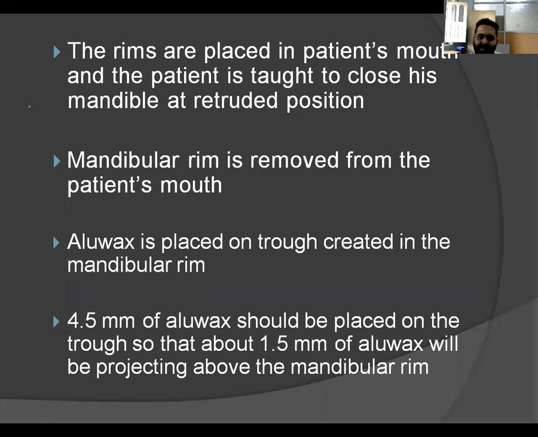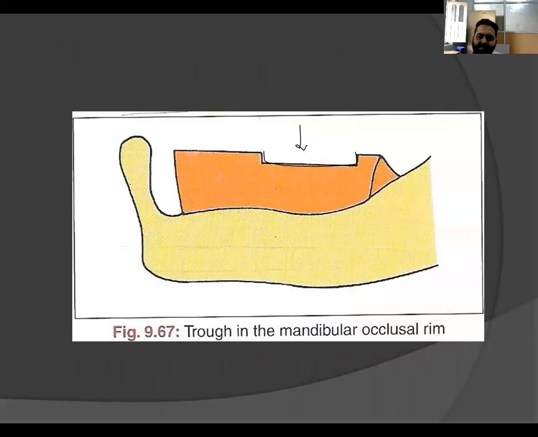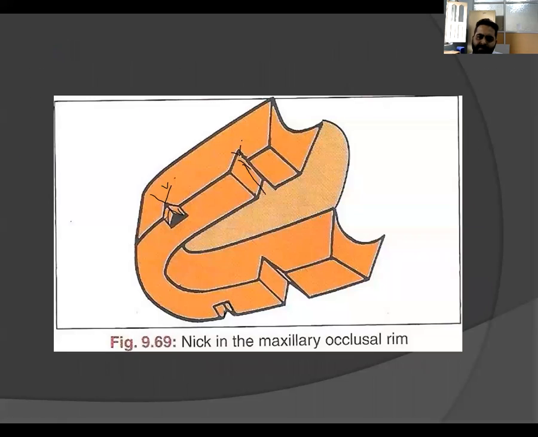Okay. Then we place the wax rims into the patient's mouth. We ask the patient to retrude. Again, we guide it in the retruded position. We place the aloe wax. We soften the aloe wax and place it into the trough. In this trough, we place the aloe wax. Okay, aloe wax is placed here.